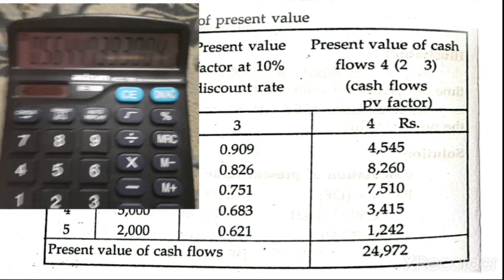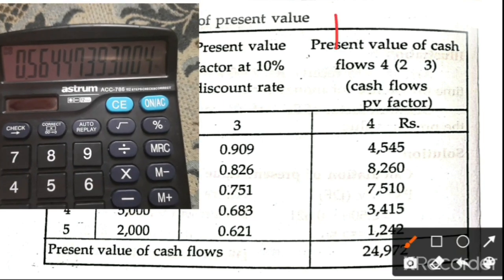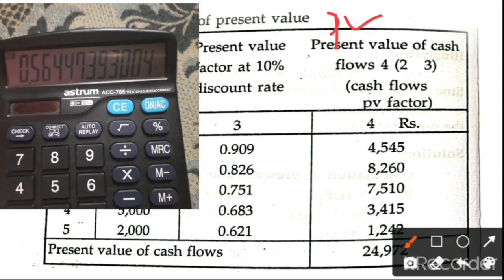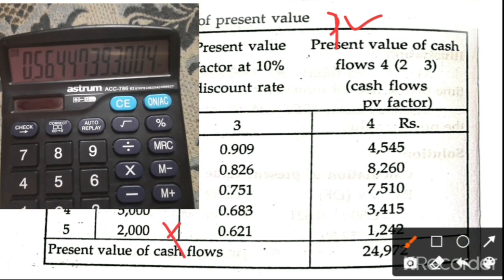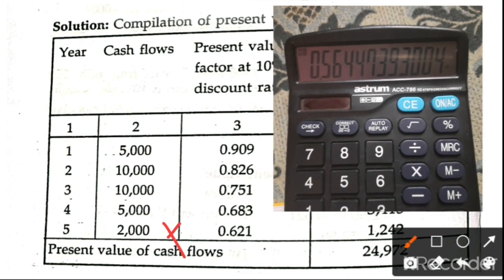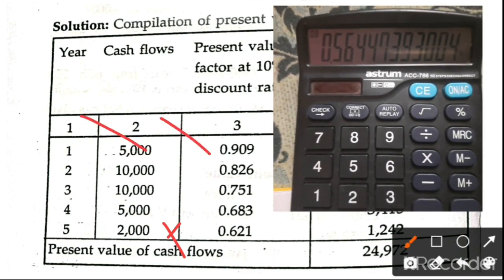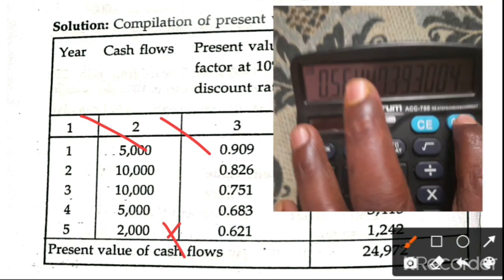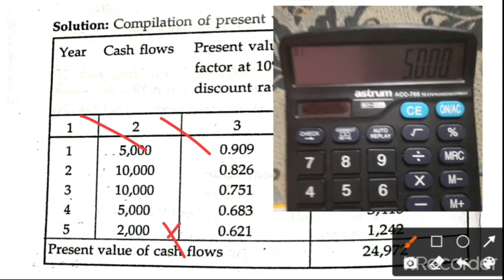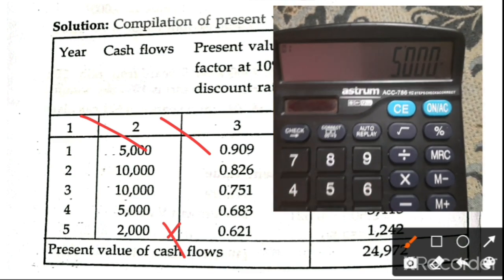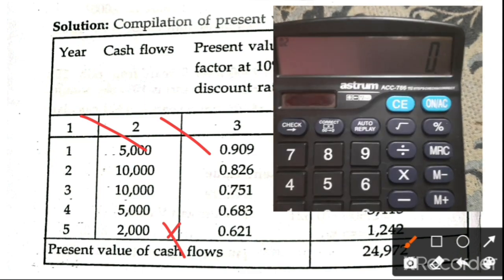So after calculating the discounting factor, next is what? The present value. So PV is equal to what? Present value is equal to cash inflows into discounting factor. So this into this. Again I wanted to show you how much the cash flow is. 5,000, discounting factor is 0.909. Let us see that. We'll do 5,000 into 0.909.